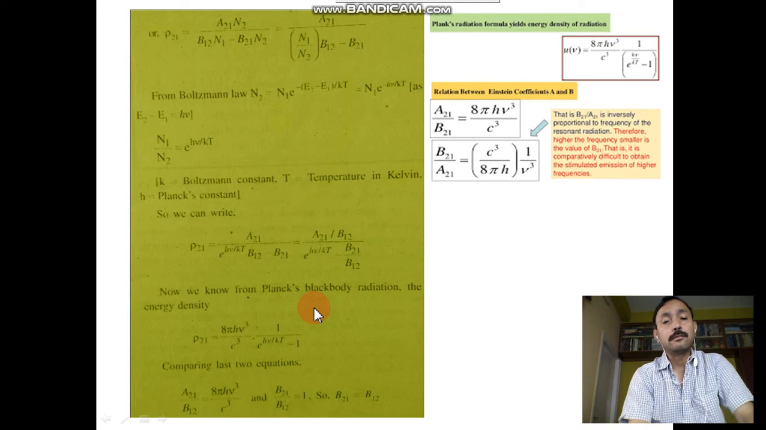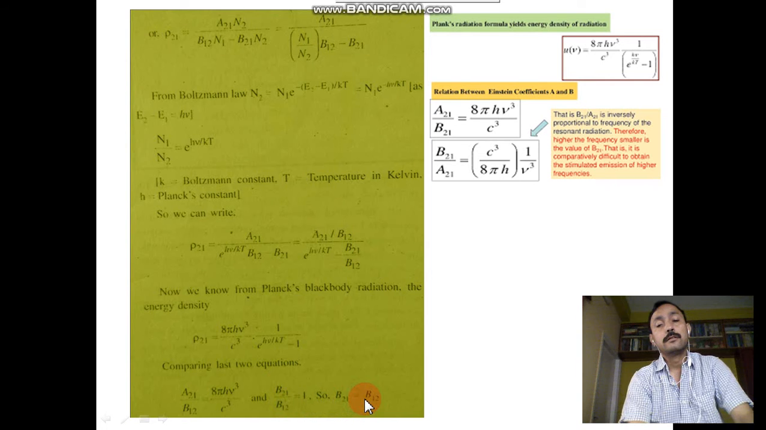Now from Planck's blackbody radiation formula, the energy density becomes 8 pi h nu cube by c cube into 1 by e to the power h nu by KT minus 1. Comparing these two energy radiations, we can write A21 by B12 is equal to this part, 8 pi h nu cube by c cube, and this one, B21 by B12, is equal to 1. So B21 is equal to B12.